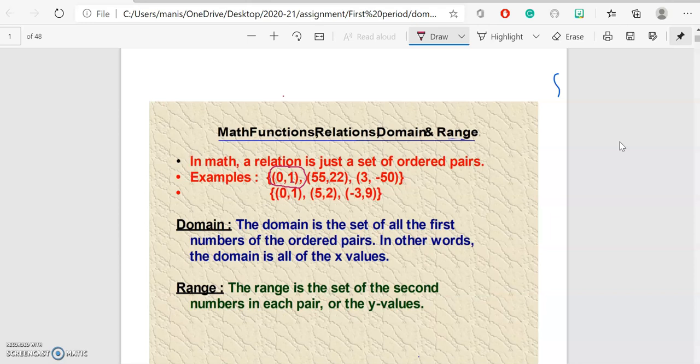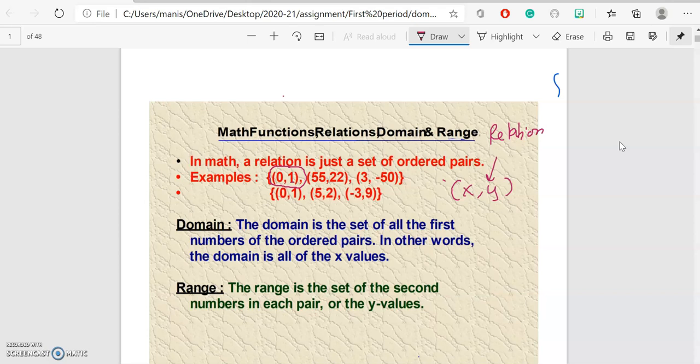So if the ordered pair X, Y is the relation, and a function is also one type of relation. So when you are seeing two numbers written like this, X and Y, this is known as what? This is known as a relation. So let's learn about what is X and what is Y.